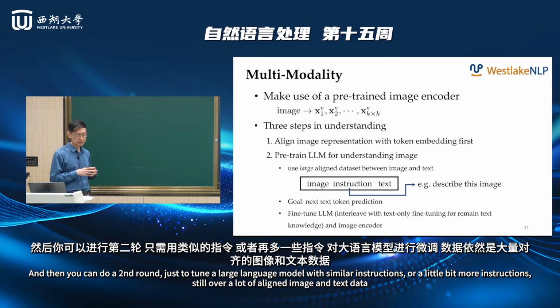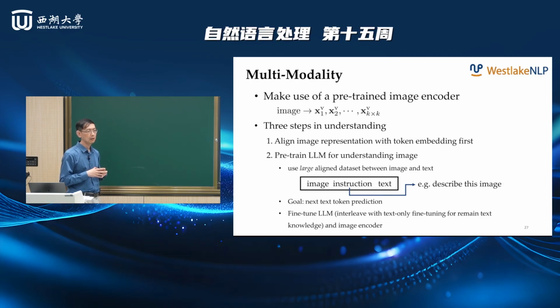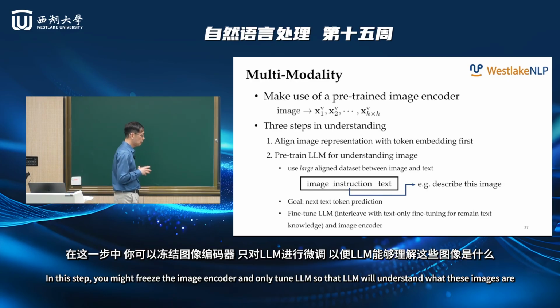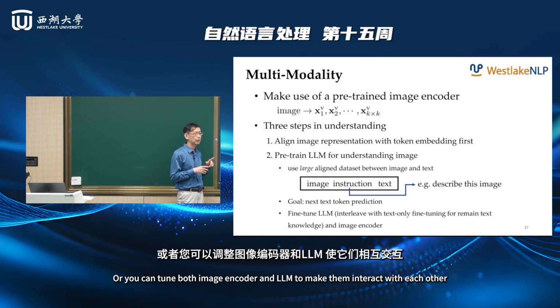And then you can do a second round just to tune a large language model with similar instructions or a little bit more instructions, still over a lot of aligned image and text data. In this step, you might freeze the image encoder and only tune the LLM so that the LLM will understand what these images are. Or you can tune both the image encoder and the LLM to make them interact with each other.